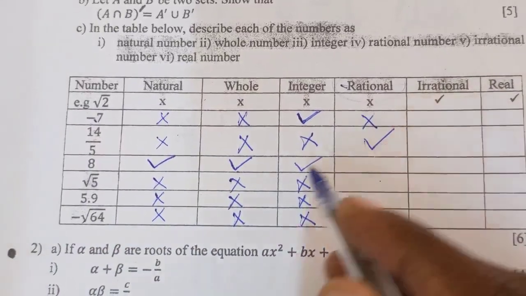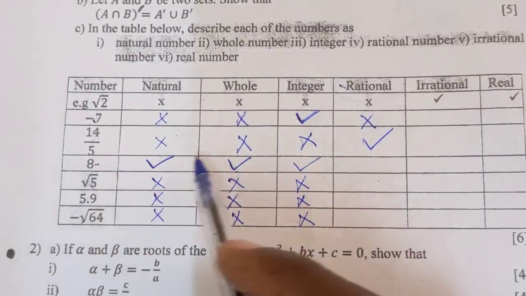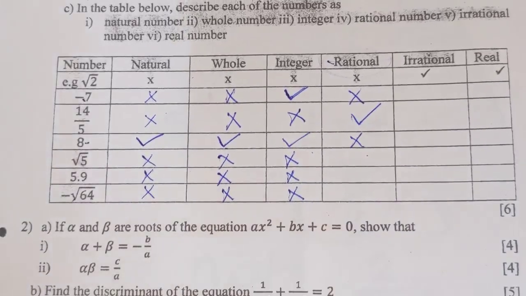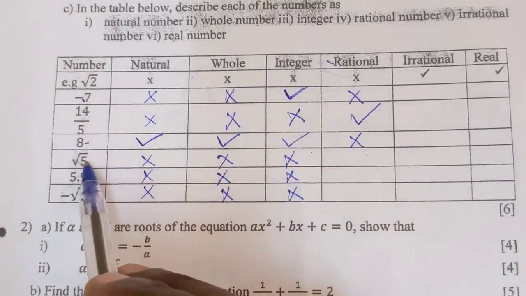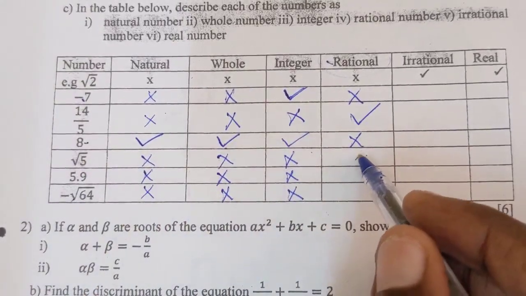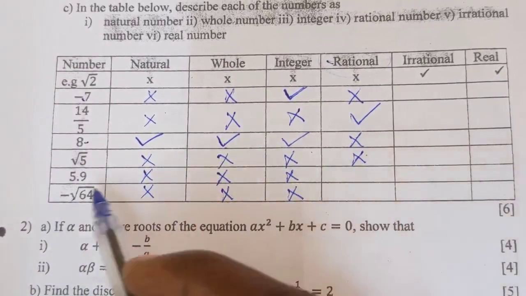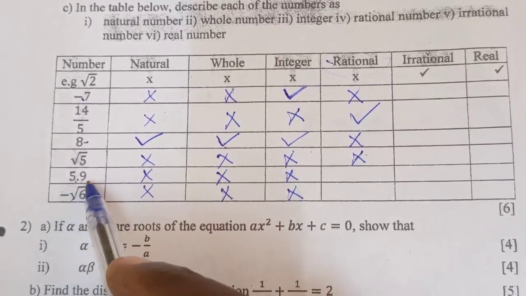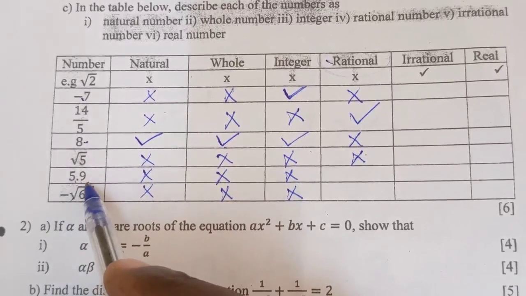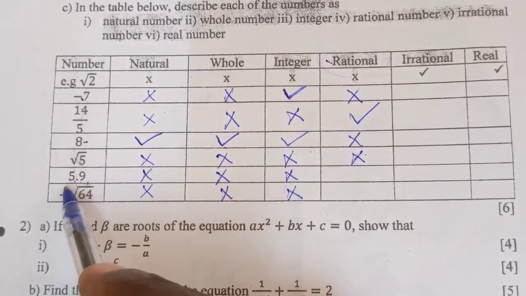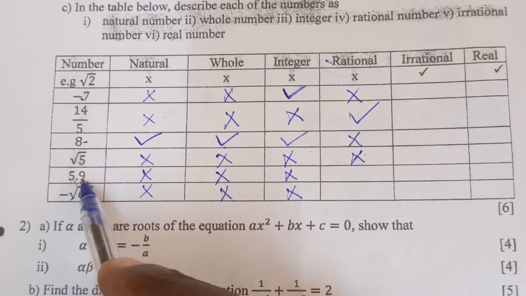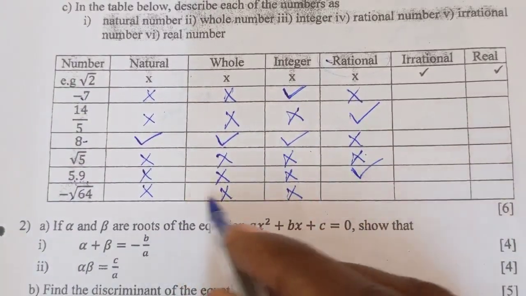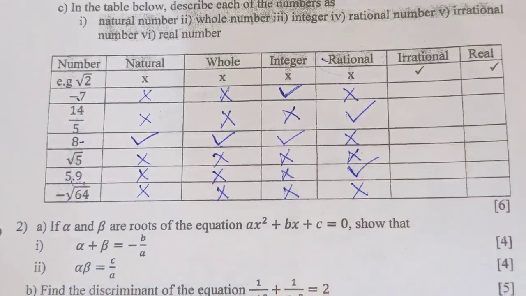You mark like that. This is 8, is not. Okay, 8 is not, like that. Okay, then 5 is not. Root of 5 is not. This is a rational number. Okay, it is a rational number because it has a decimal that is ending there, 5.9 like that. So this one is a rational number. Then this one is not, like that.